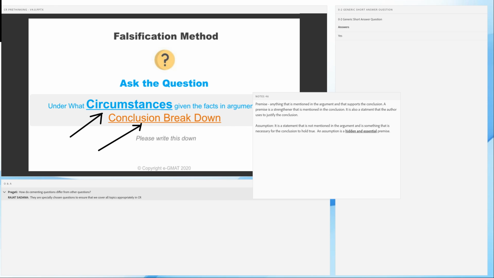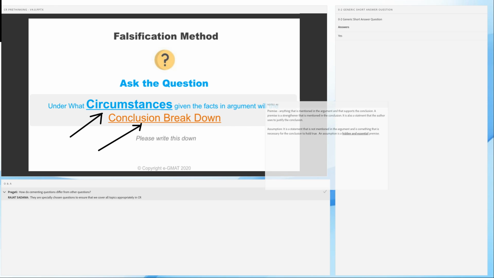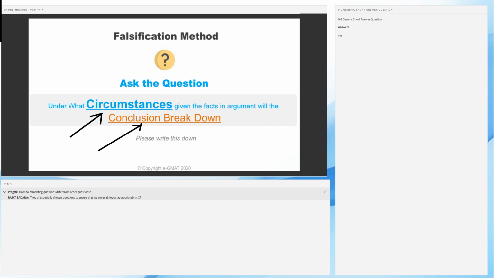Okay, so all right. This is the second thing that I want you to write down. And this is the falsification question. Regardless of the argument, whether it's a causal or a predictive argument, whether the author is making a prediction about what's going to happen in the future or explaining what has happened, the falsification question is going to remain the same. So two things you need to write down. One's the definition of an assumption. Second is the structure of the falsification question.